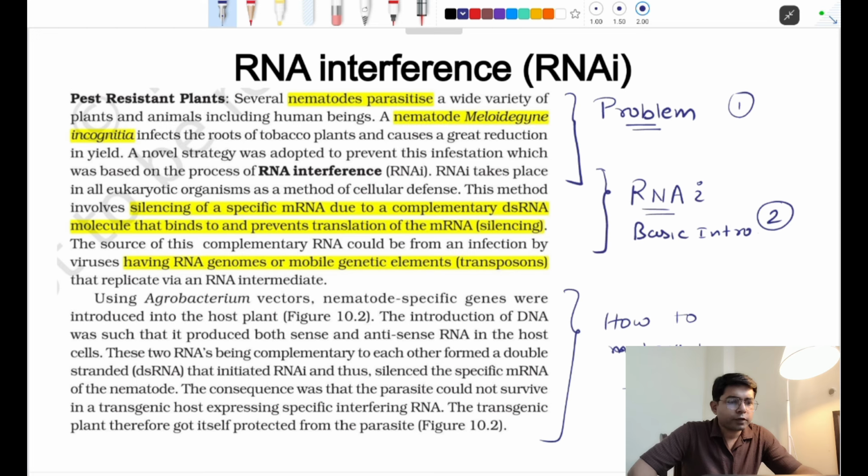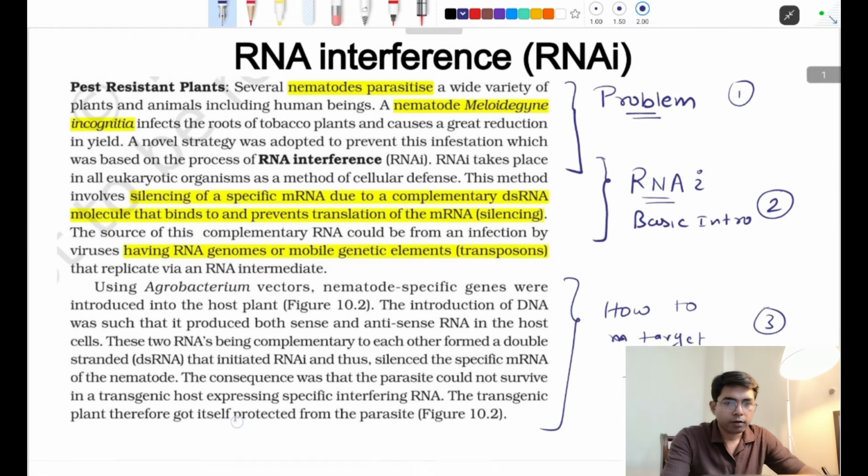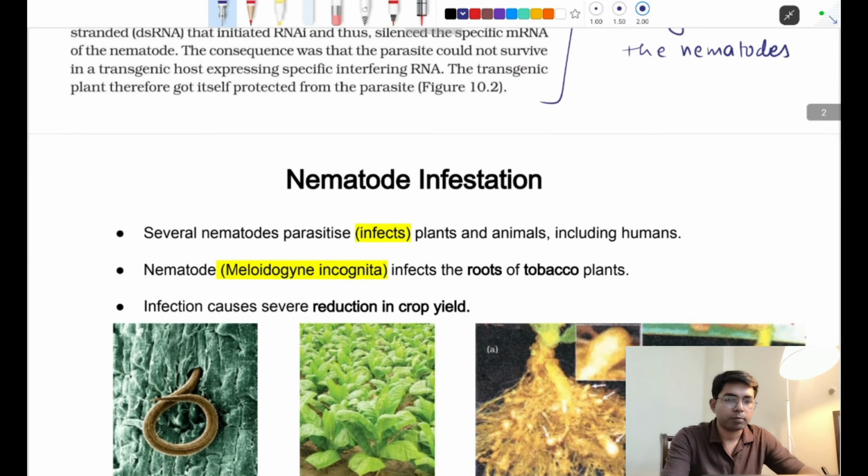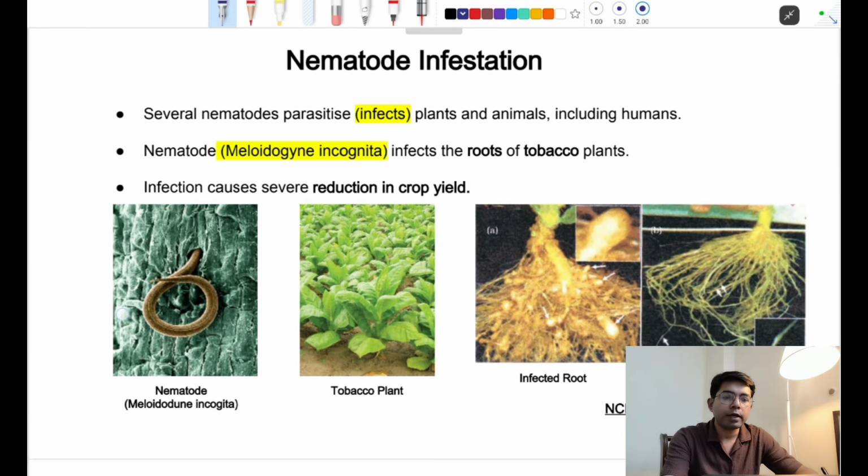Most of the questions in this topic will come from either of these three parts given in NCERT. There are a few gaps which we will see in detail. So let's start one by one. What is the first? The problem. The problem is of nematode infection.